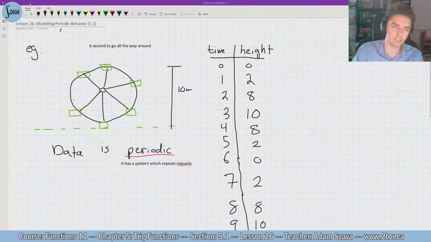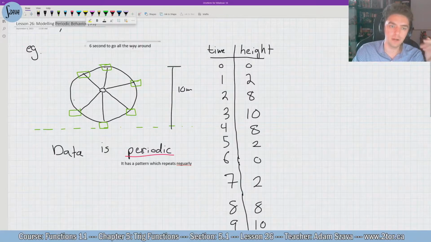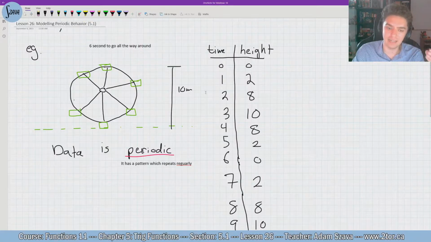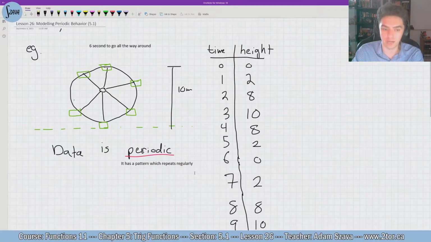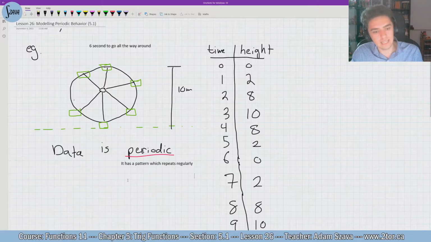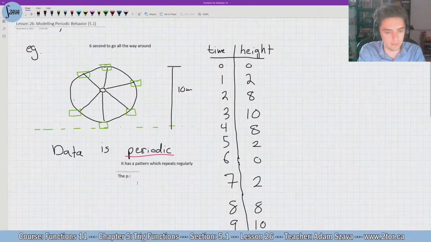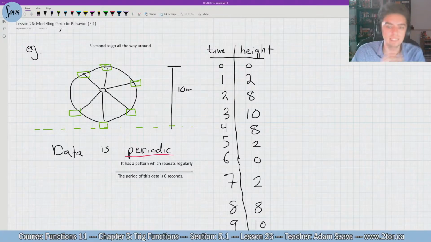So the section is called modeling periodic behavior. Periodic behavior is when you're collecting some kind of data, or you have a function or something that's behaving in a periodic way. And a periodic way is a pattern which repeats regularly. So we can say that the period of this data is 6 seconds, because it takes 6 seconds to get back to where I started.